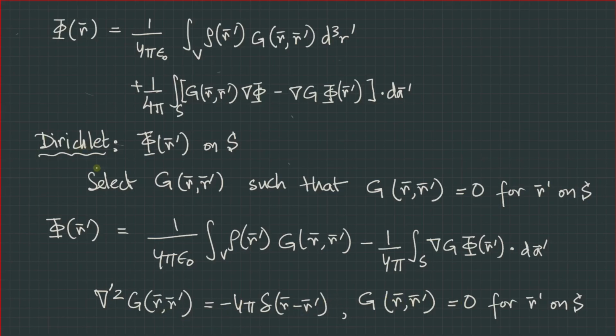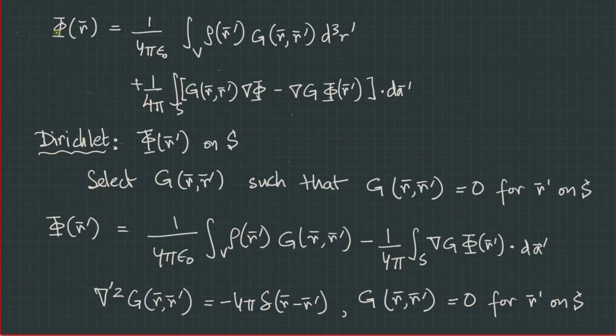Now let us look at the Neumann boundary value problem. Here we know the gradient of potential on the surface. So going back to our equation for the potential, here we know the gradient of the potential. So we would like to eliminate this term, and to do so, the most obvious thing that you would want to do is turn this to 0.